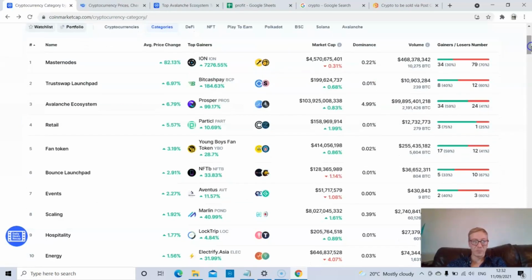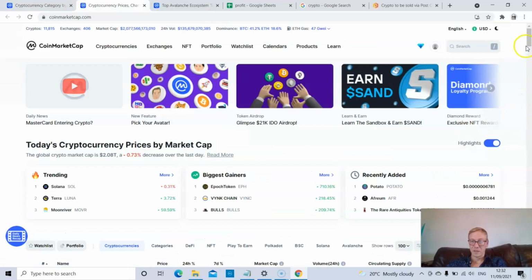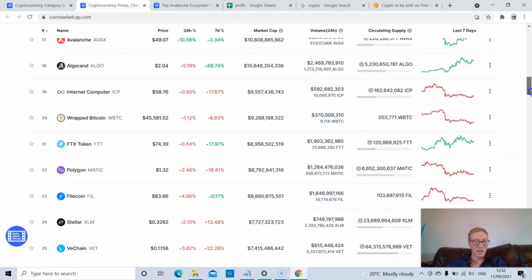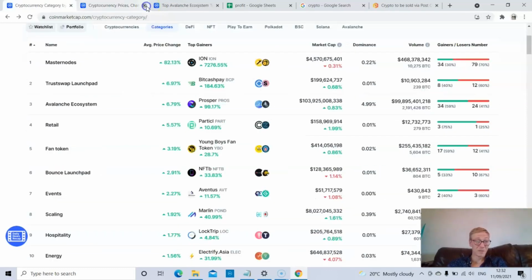There's very few that are in a positive price at the moment. Majority are just down. But again, we know September is a rough month. One of the best performers is Avalanche, and actually, if we look at Avalanche's ecosystem, they're smashing it. By the way, guys, if you're ever looking at the cryptocurrency category, for the love of God, keep an eye on stuff like this, because people will look at the average price change of masternodes, which is huge, right? But look at the gainers and losers.